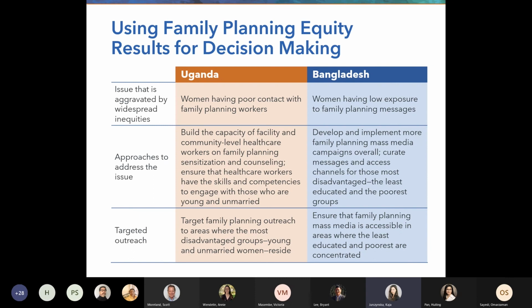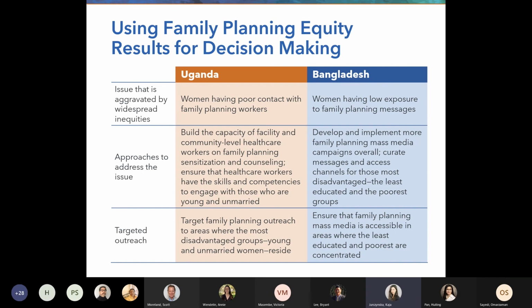So in terms of using these results, what do we know from what we just presented? Well, first is that poor access to healthcare workers and low exposure to family planning is certainly being aggravated by inequities in both countries. But how do we address this? In the case of Uganda, one option may be to build the capacity of facility and community level healthcare workers on family planning, sensitization, and counseling, ensuring that healthcare workers have the skills and competencies to engage with those who are young and unmarried, because again, in that case, we saw that those were the two most disadvantaged groups. Bangladesh showed us a different story, and it was about access to exposure to mass media.